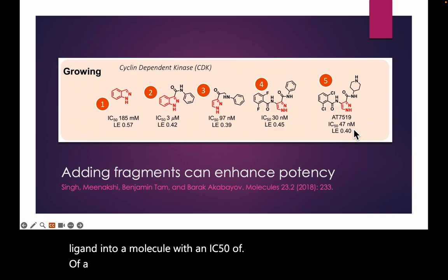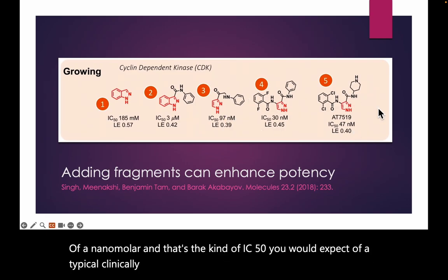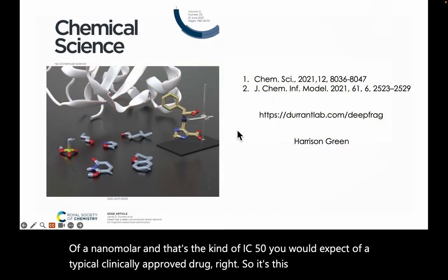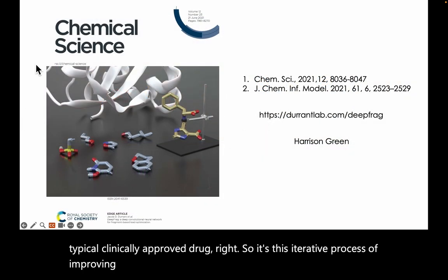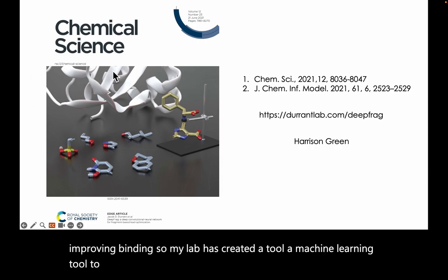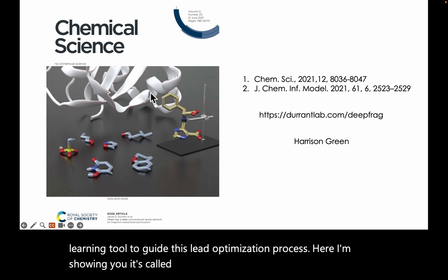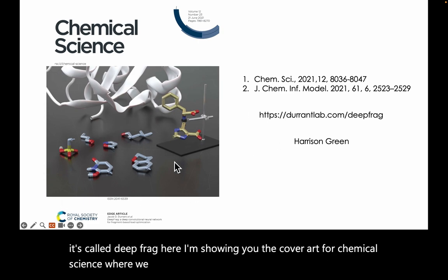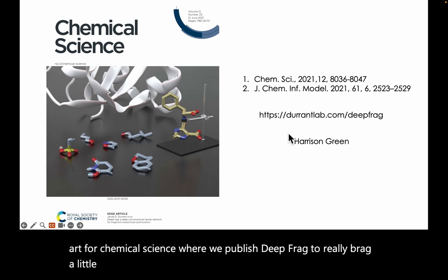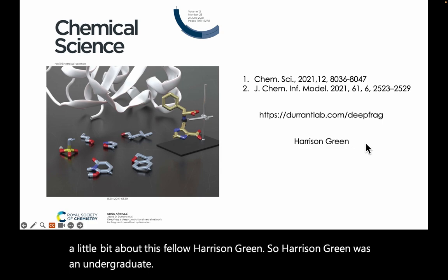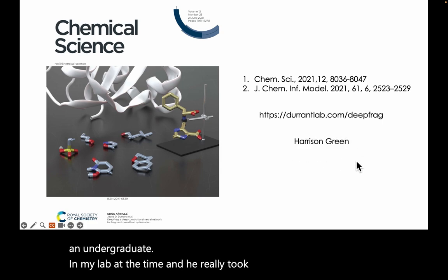And that's the kind of IC50 you would expect of a typical clinically approved drug, right? So it's this iterative process of improving binding. And so my lab has created a tool, a machine learning tool, to guide this lead optimization process. It's called DeepFrag. Here I'm showing you the cover art for Chemical Science, where we published DeepFrag, to really brag a little bit about this fellow Harrison Green. Harrison Green was an undergraduate in my lab at the time, and he really took the lead on the DeepFrag project.